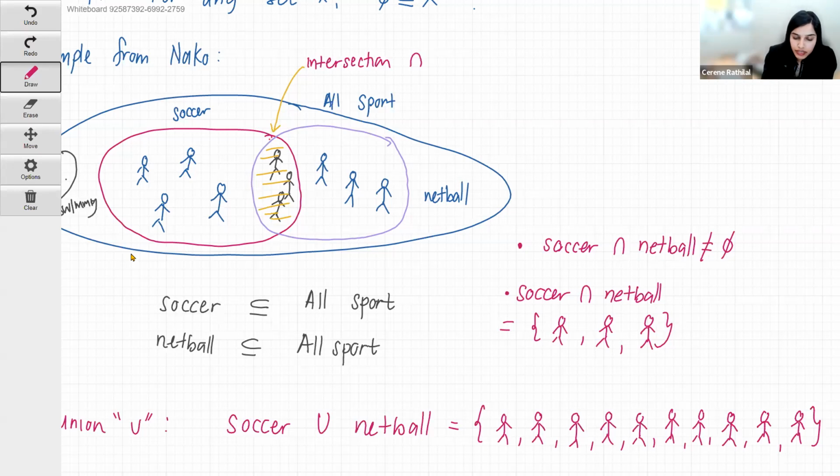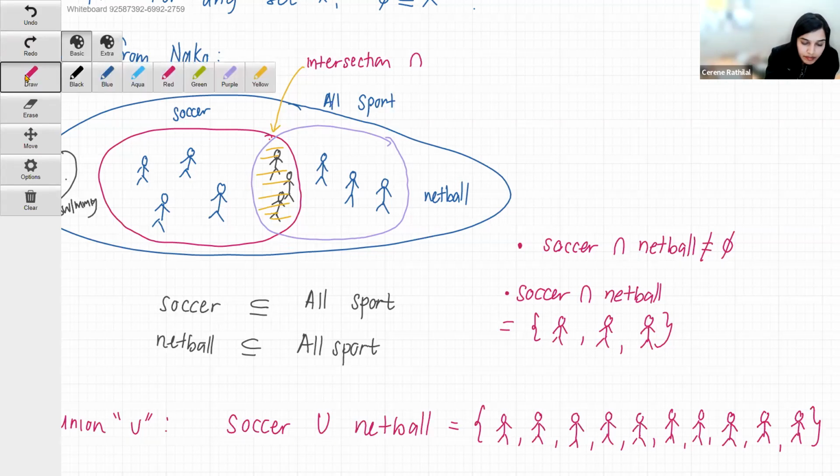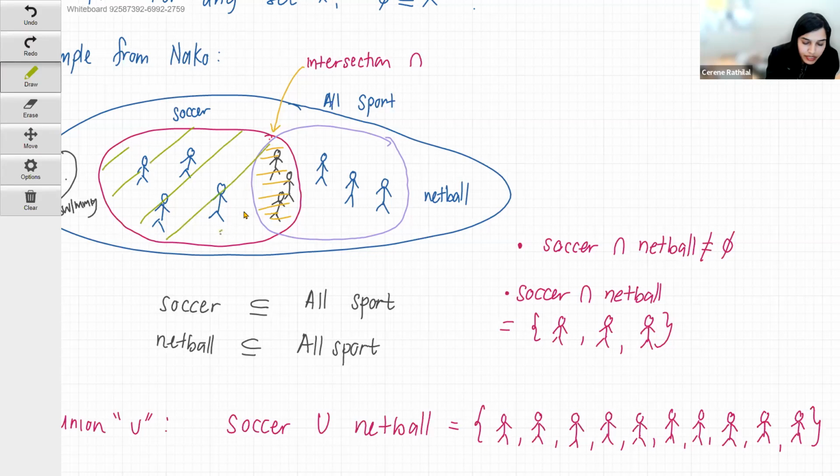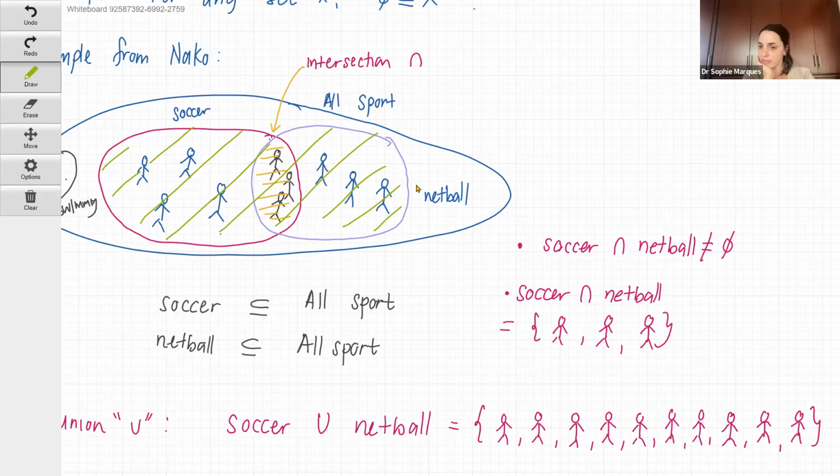So perhaps what we should also mention is that the intersection is exactly the area that I had shaded in yellow. The union is going to be what I shade in. It would have been nice to have a highlighter, but let's say green. So the union is everything in here. It is the red set plus the purple set. Tejuden is asking about those who are not doing either of the 2 sports. They would not be in the union of soccer and netball, because the union would only consist of the people doing either soccer or netball or both, but not outside. Does it make sense to you?